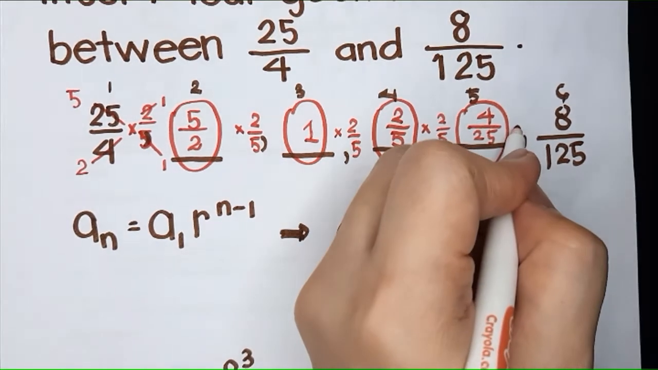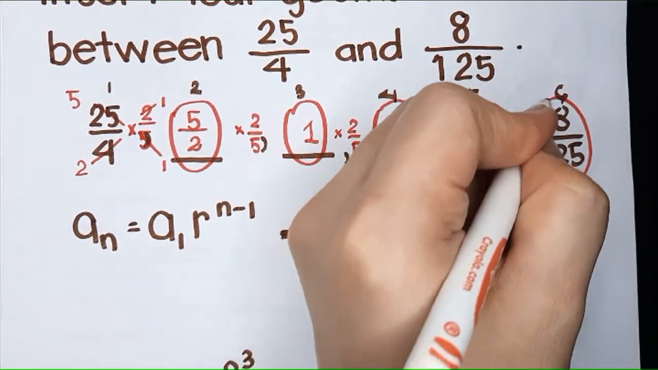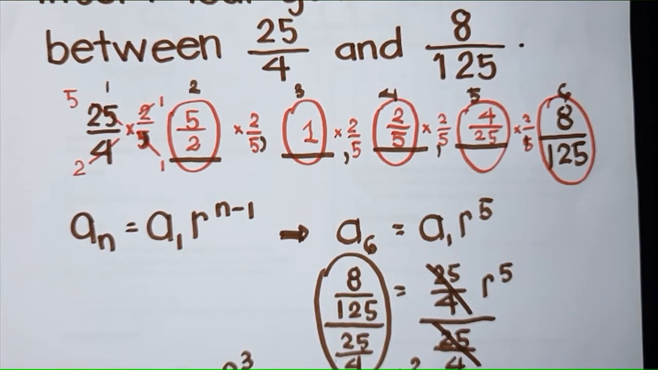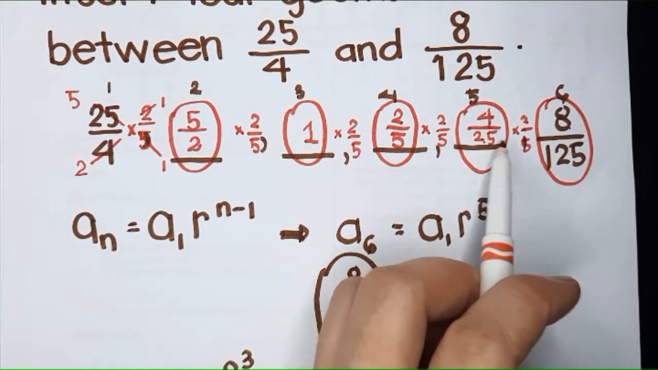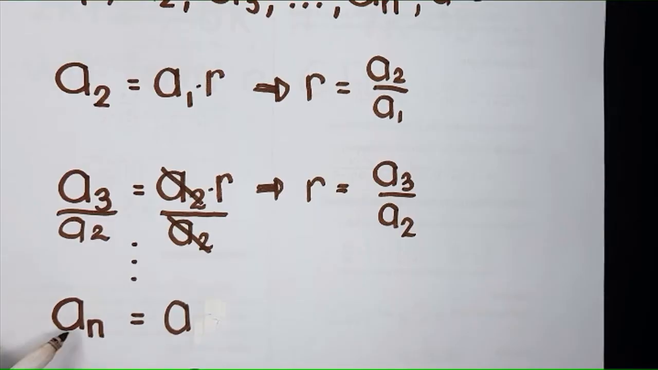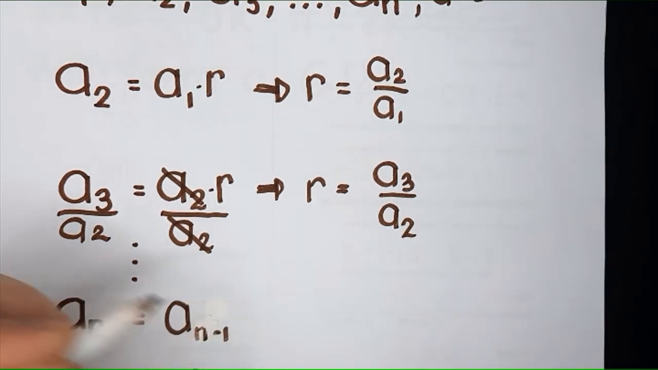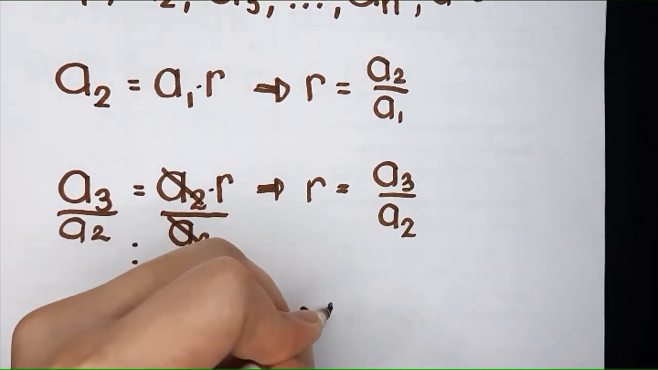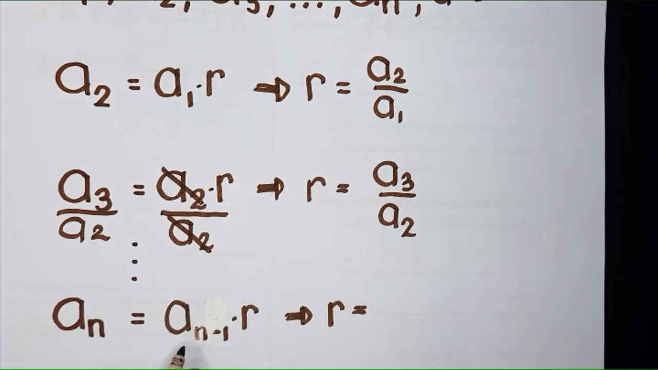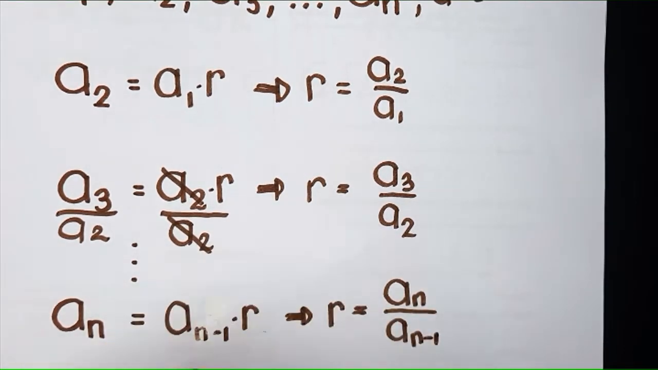To double check, you may want to multiply this by 2 over 5 and make sure that you will get 8 over 125. And yes, it is 8 over 125. 4 times 2, it's 8. 25 times 5, it's 125. What about for a sub n? It is the preceding term, which is a sub n minus 1 times r. And then, how do you get r? Divide both sides by a sub n minus 1. Right? And you will get a sub n divided by a sub n minus 1.